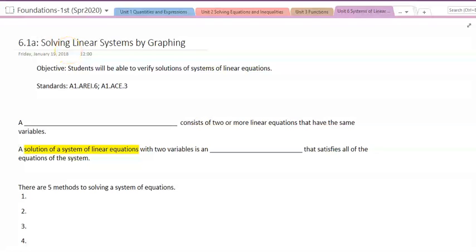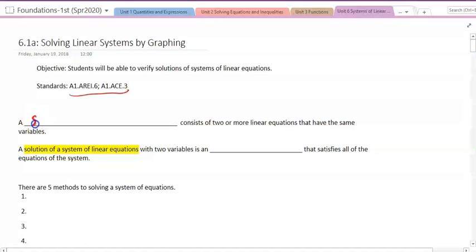Alright, so we're going to look at 6.1 and just look at the first part of it today. So we're going to be solving linear systems by graphing. And our objective is that you'll be able to verify solutions of systems of linear equations. And this falls under these two standards dealing with systems. And so let's first talk about what is a system.